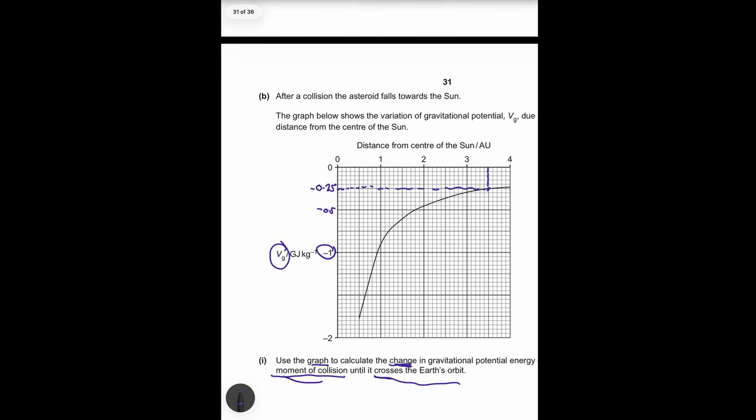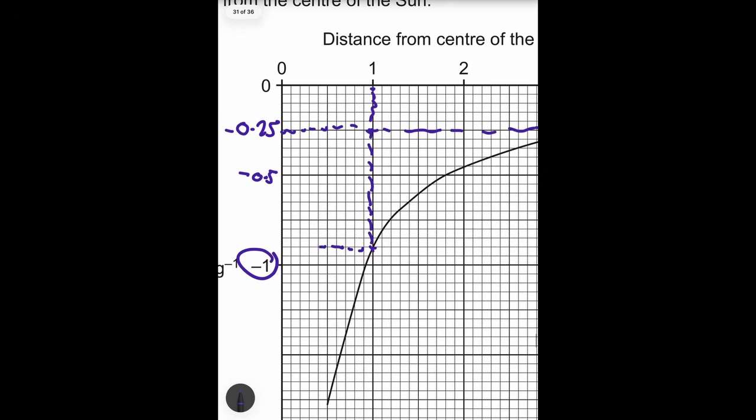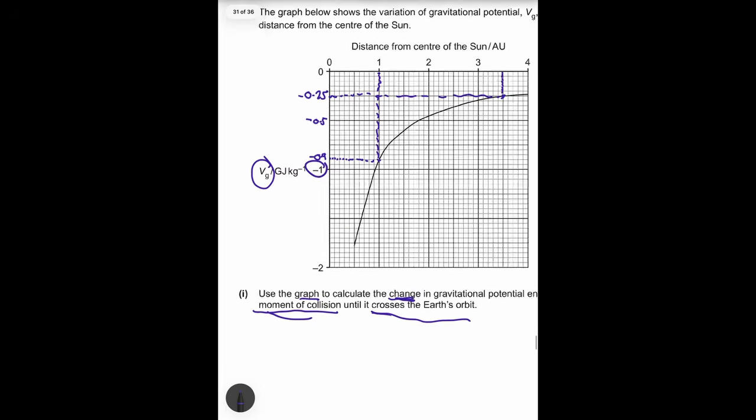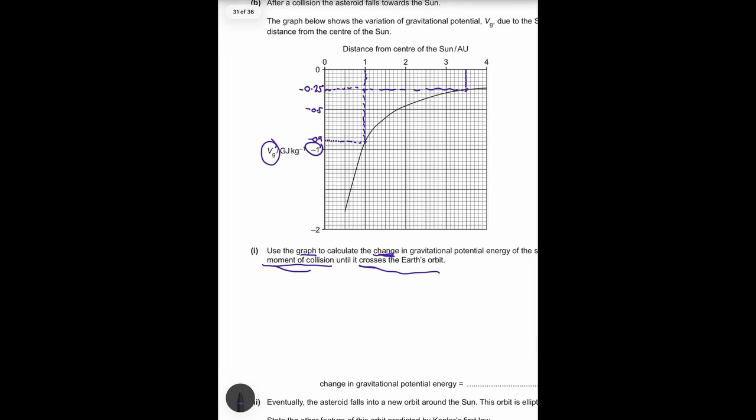And the next one crosses the Earth's orbit. Well, like we said earlier, what do I know about the Earth's orbit? I know it's got to be at a distance of 1 AU. So it's kind of a hidden piece of information, but really you should know that. So I've gone down from 1 over here. It's hit this line over here. I'm going across there. And again, just read the scale properly, and that's minus 0.9. So now I can say, okay, well, I've got the change in this over here. So the change in the VG is going to be equal to minus 0.25 minus 0.9, and that is going to be equal to 0.65.